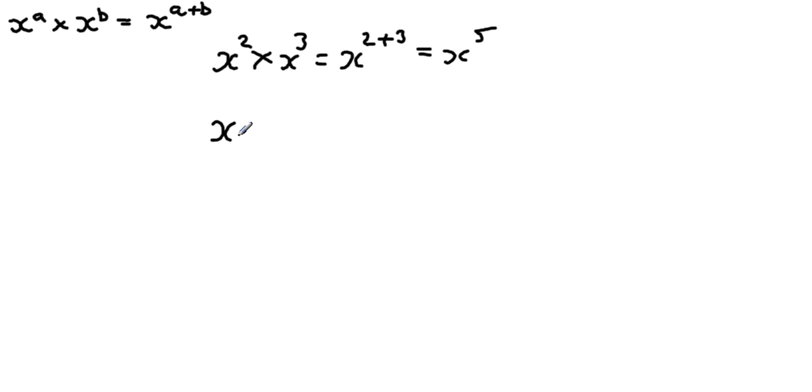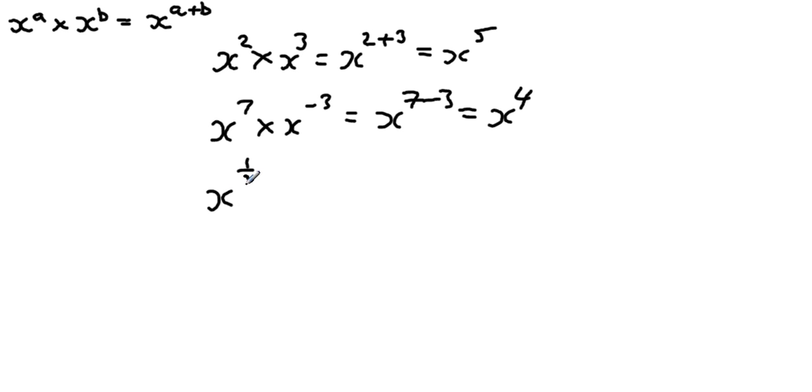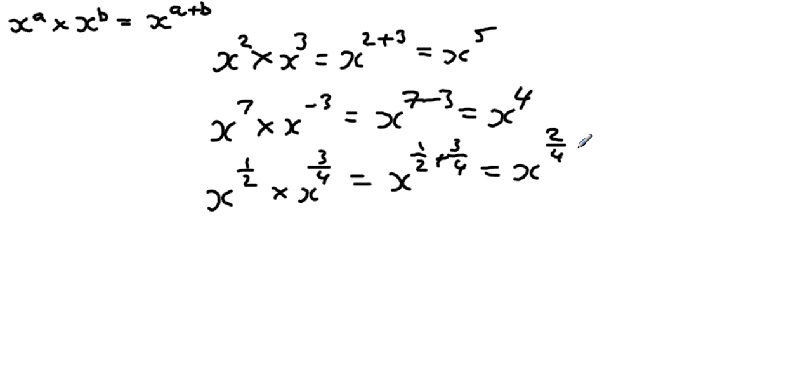Next one then, x to the power 7 multiplied by x to the negative 3, well that's just going to give us x to the 7 plus minus 3, which is the same as taking away 3, or x to the power 4. x to the power a half multiplied by x to the power 3 quarters then, again, it's just going to be a half plus 3 quarters. Again, like always with fractions, look for a common denominator, so 2 quarters plus 3 quarters gives you x to the 5 over 4.